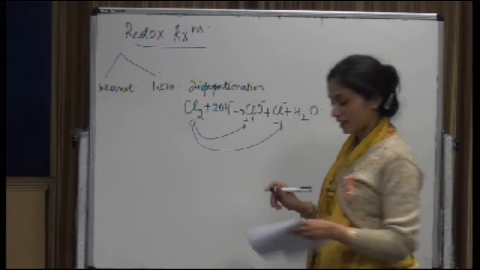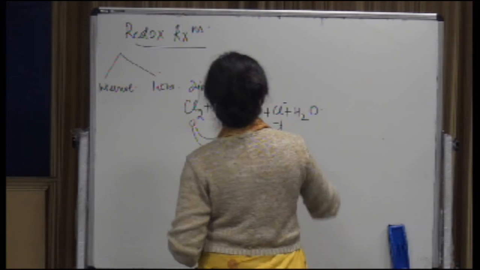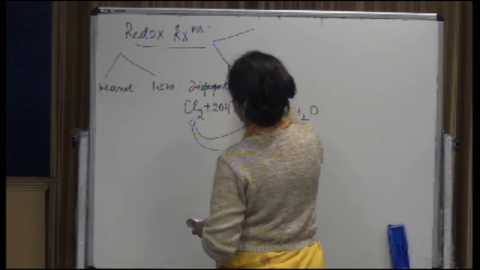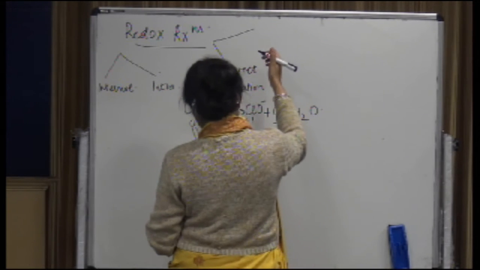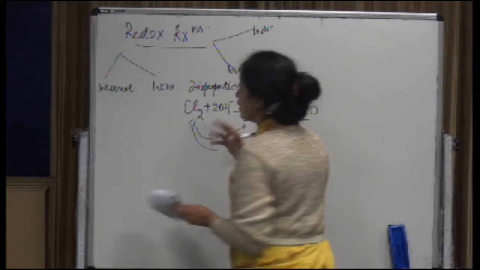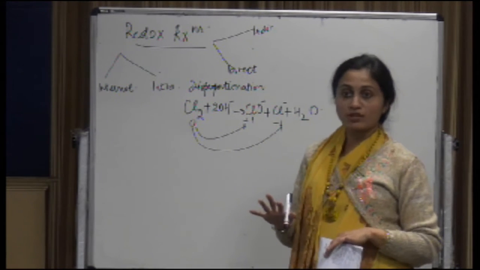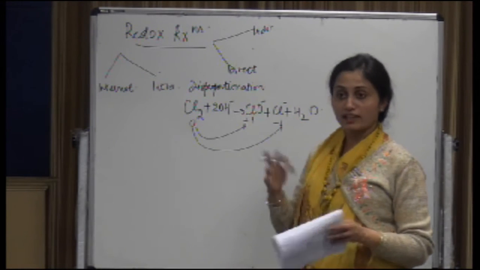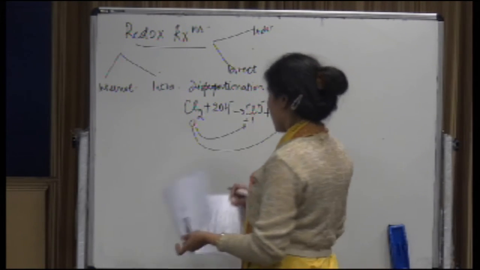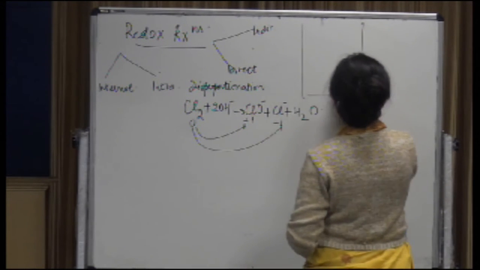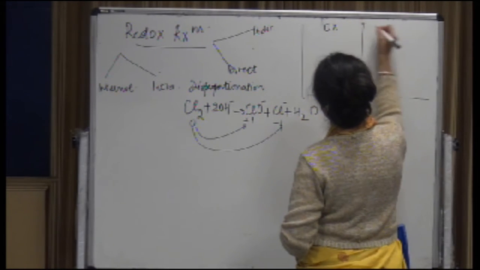So you see that chlorine is going from 0 to plus 1, and it's going from 0 to minus 1. Alright, and then we also did another classification, that is we talked about the direct redox reaction and the indirect one. Direct is the one in which your reduction or oxidation are carried out in the same container, and the indirect is the one in which they are carried out in different containers. And then we had discussed the differences between oxidation and reduction.